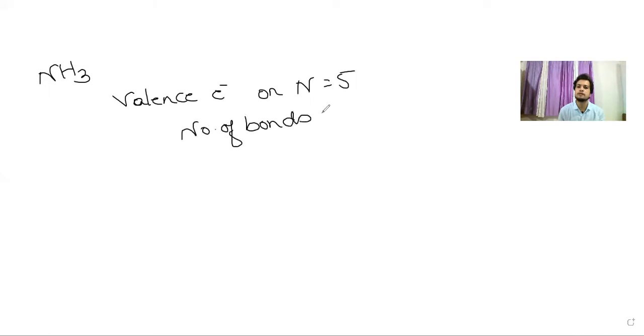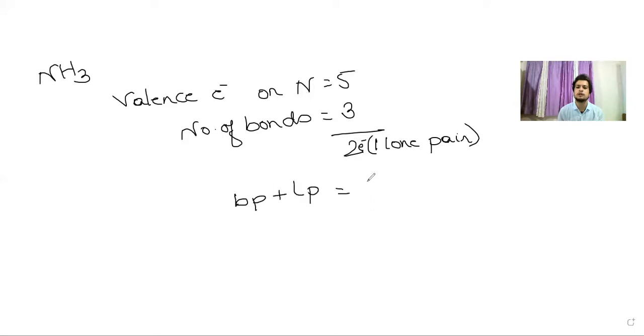So what is the number of bonds? It is 3. So 5 minus 3, 2. 2 means 2 electrons, so it is 1 lone pair. Once we are clear with that, what do we have to do next? Bond pair plus lone pair, which will be equal to 2 plus, actually, sorry, it is 3. There are 3 bonds plus 1 lone pair, so it will be 4. 4 means again tetrahedral, so the geometry will be tetrahedral.